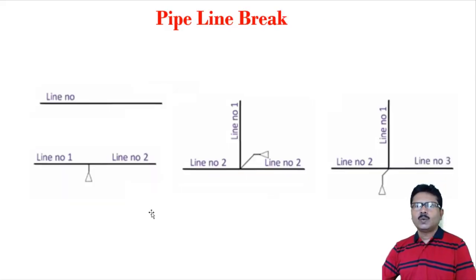Pipeline breaks. When two pipes are connected, there is a break and that break is identified by a very small rectangular shape. So whenever we see this type of rectangular shape, we can identify that there is a line break. This is line number 1, this is line number 2. Line number 1 has a particular thickness or particular line size, line number 2 has different properties. Here also a triangular shape is there, so there is a line break also. Here there is a line break also.